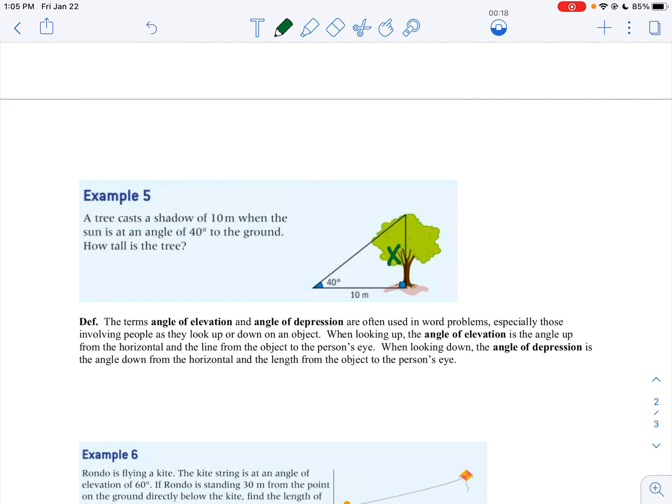So I can call that x, and from 40 degrees, this is the opposite and the adjacent. So what trig function would I want to use? This ties in what we did yesterday. So that should be tangent. So you're going to say tangent 40 degrees equals x over 10. I can multiply both sides by 10. Go ahead and compute that and tell me your answer.